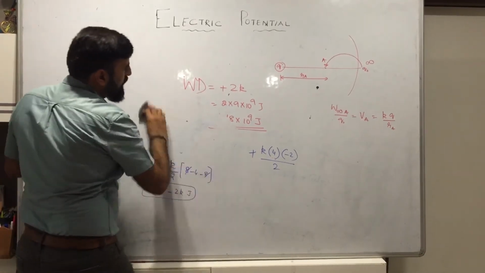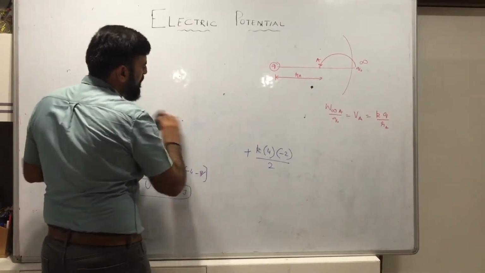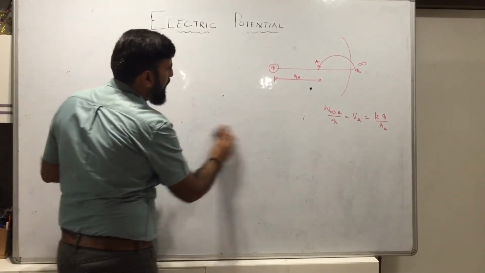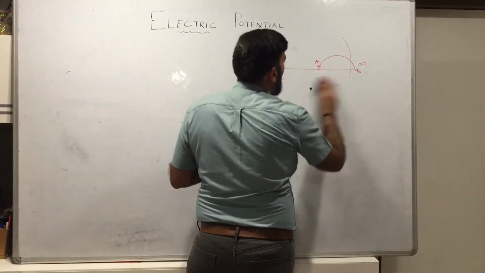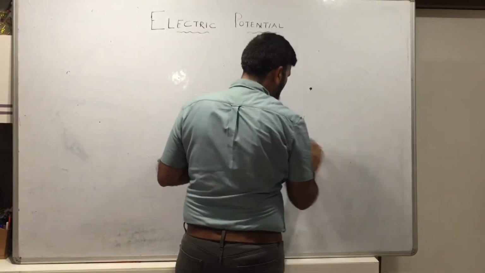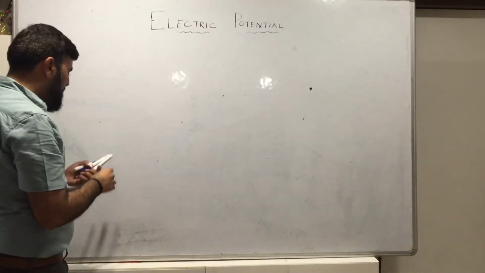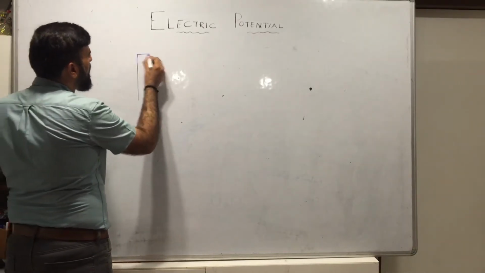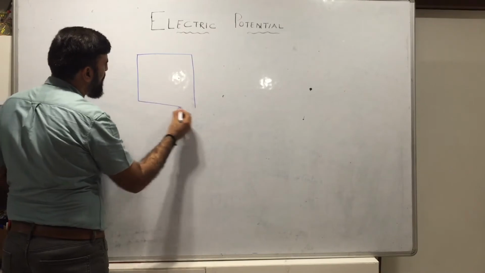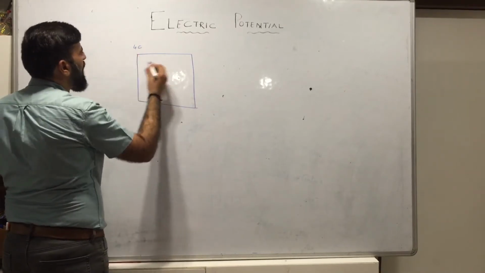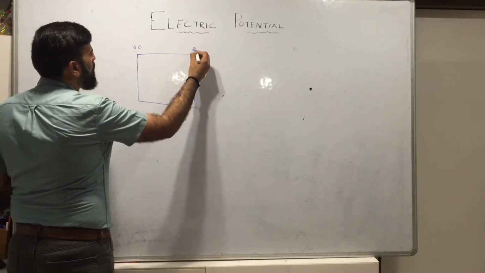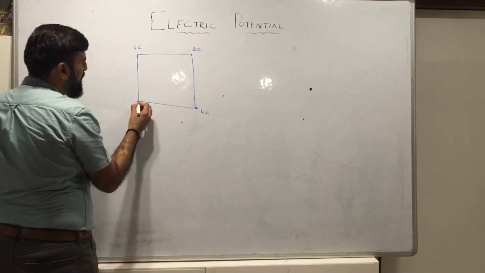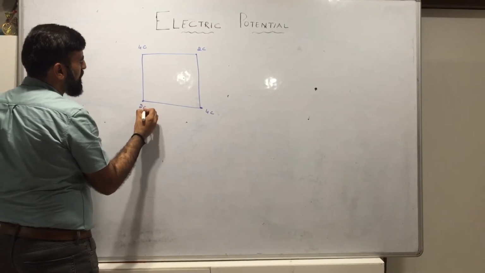instead of taking 3 charges, let me try to find out what is the potential energy of 4 charges. Again, for convenience, initially we take up a square. Let's say I had a square here on which I kept a 4 coulomb charge. I have to keep a 2 coulomb charge, another maybe 4 coulomb charge, and maybe a 2 coulomb charge.